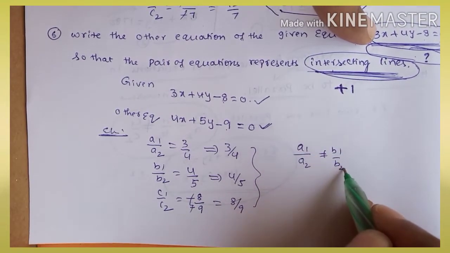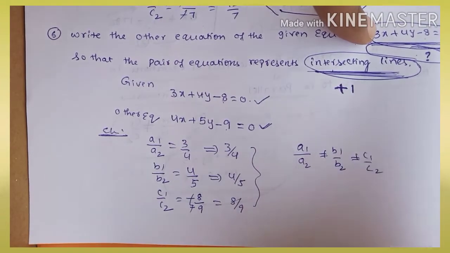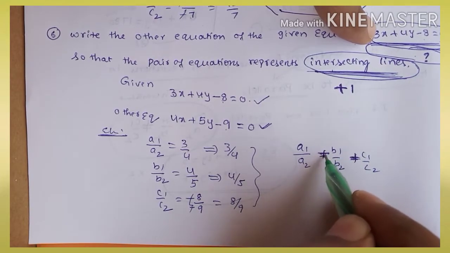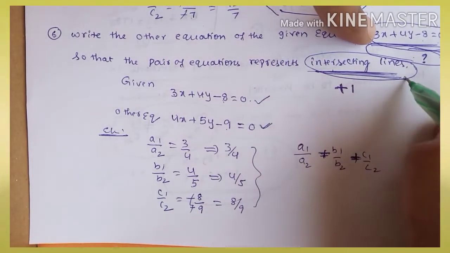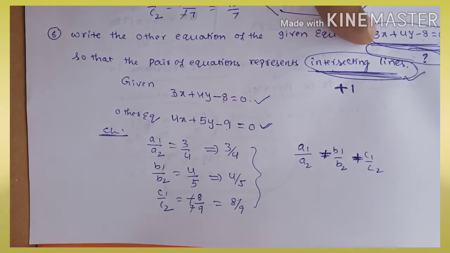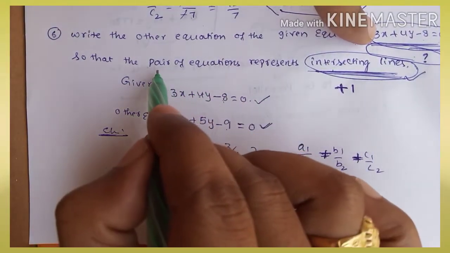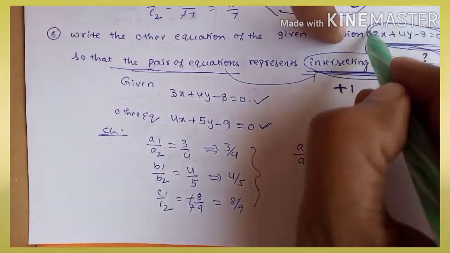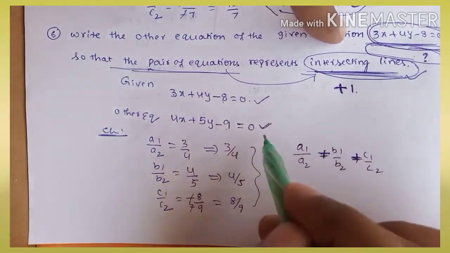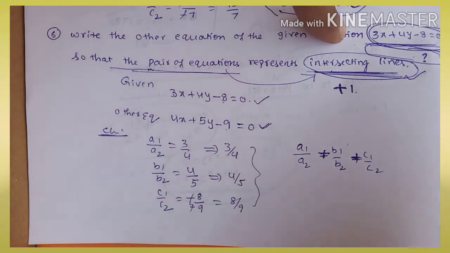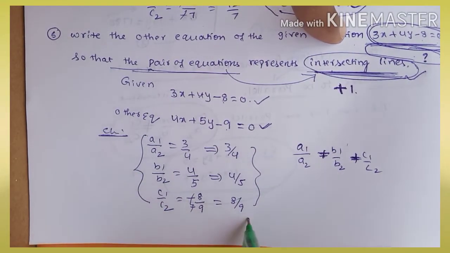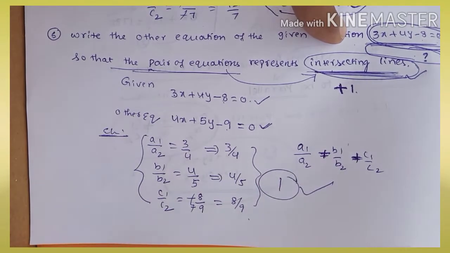A1 by A2 not equal to B1 by B2, not equal to C1 by C2. Here C1 by C2 may or may not be equal; the main thing here is A1 by A2 not equal to B1 by B2. For what type of lines? Intersecting lines. Do you understand the keyword here? Simply, if you want to write the other equation of a pair which represents intersecting lines, whatever equation is given, please add 1 so that you can get your second equation easily. And you also have to write the checking, then definitely you will get a complete 1 mark, students. Okay, let's go for the next bit.